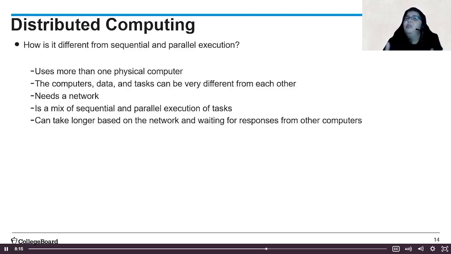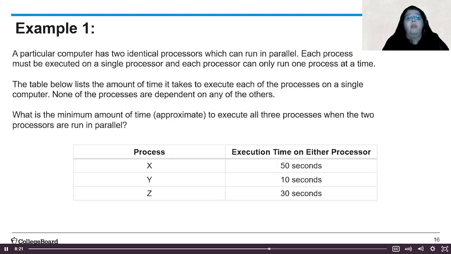So that's distributed computing may not give you that bang for that buck on the timing. So let's look at a couple of examples. Example one here, you've got two identical processors. A particular computer has two identical processors which run in parallel. Each process must be executed on a single processor.